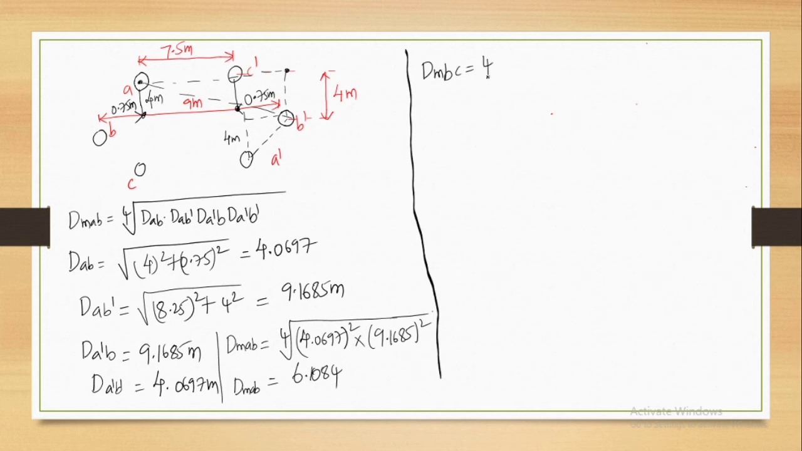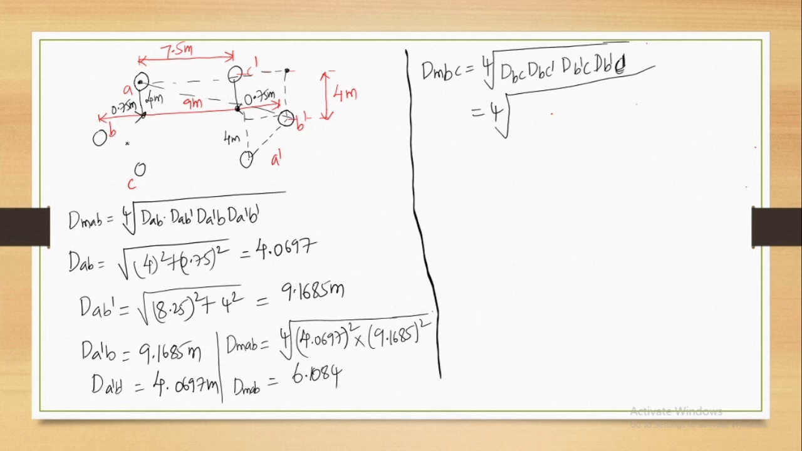DMBC is again the fourth root of D B C, D B C dash, D B dash C, D B dash C dash, as B has two conductors, B and B dash. C phase also has two conductors, C and C dash. Almost all the distances we have found by using these formulas. No need to do it again, I think so.